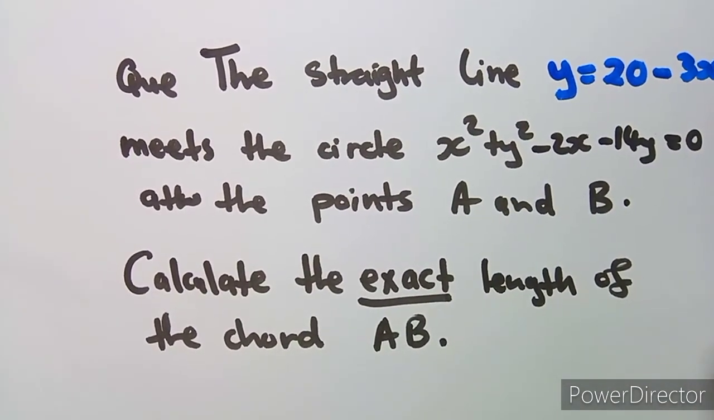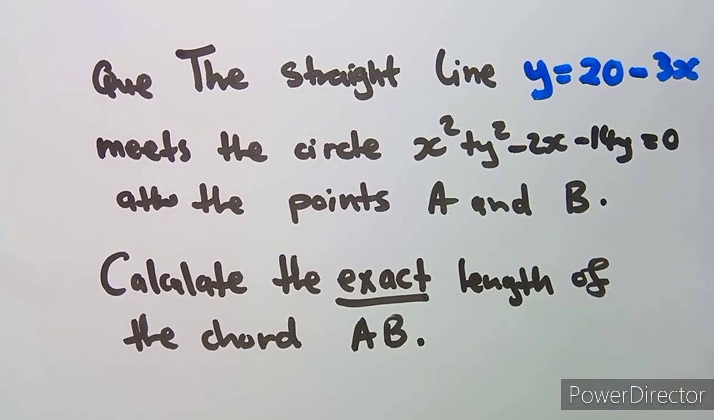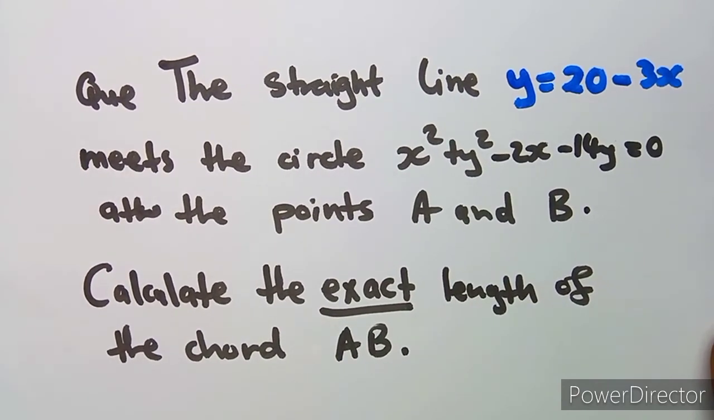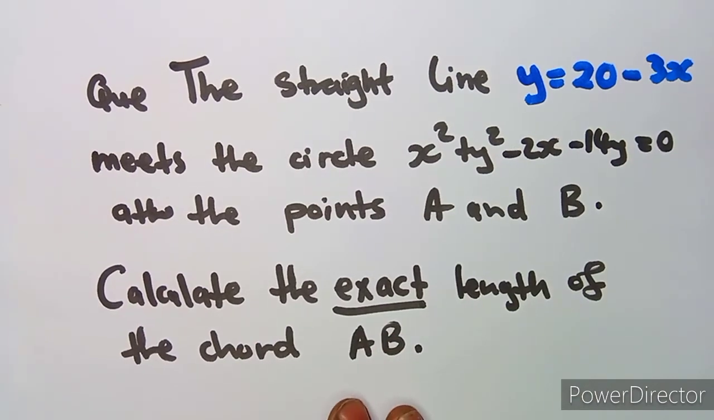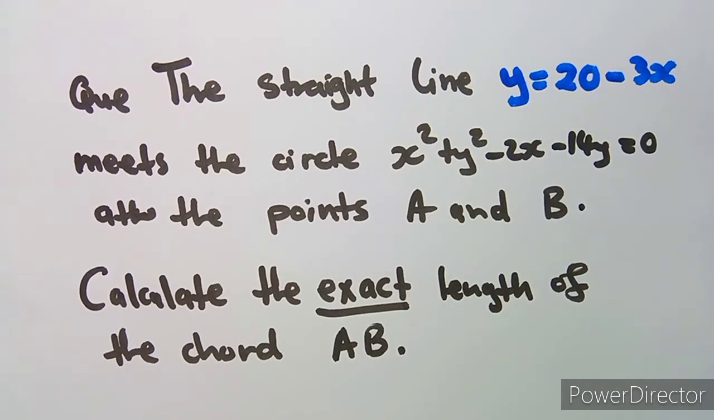There we are given another condition where we are given the line L, which is given by the equation 20 minus 3x, meeting the circle at that equation at the 2 points A and B, and then you're asked to find the exact length of the chord AB. Okay, so this is a circle, guys.